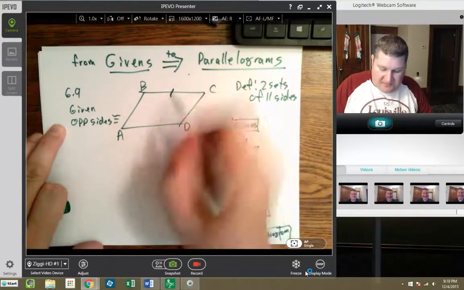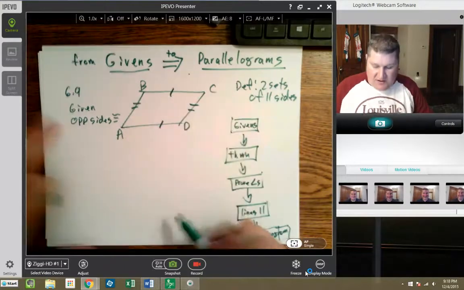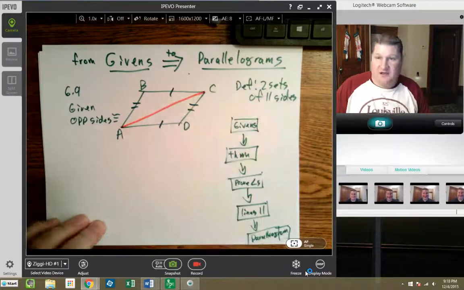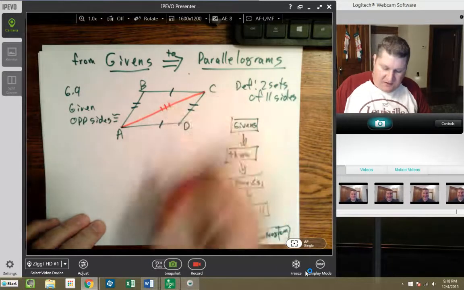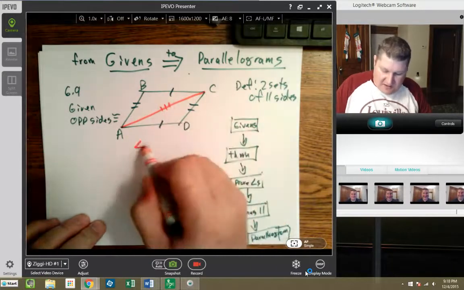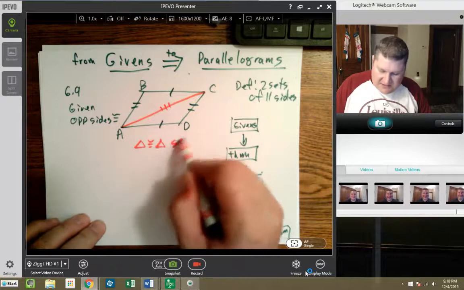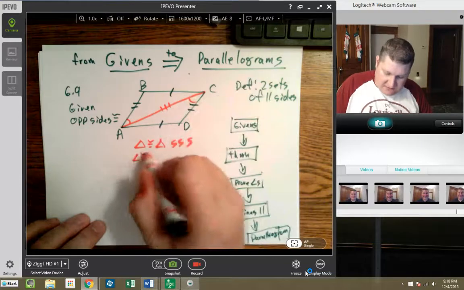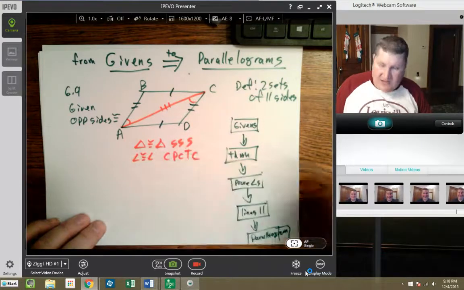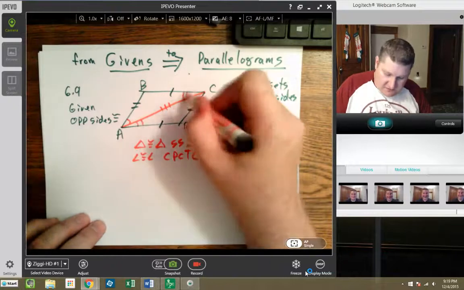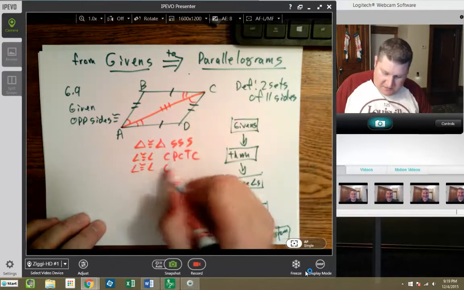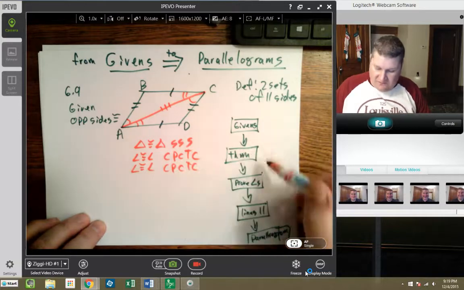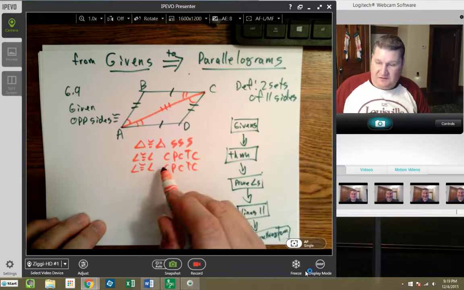Now, we're given opposite sides congruent in this case. Well, the nice thing is if opposite sides are congruent, I can draw a diagonal, and it's congruent to itself. So these two triangles are congruent by side, side, side. Then I can say this angle is congruent to this angle by CPCTC. This angle over here is congruent to this angle over here by CPCTC. So we used our givens, used a couple theorems, side, side, side, to prove some angles, CPCTC.